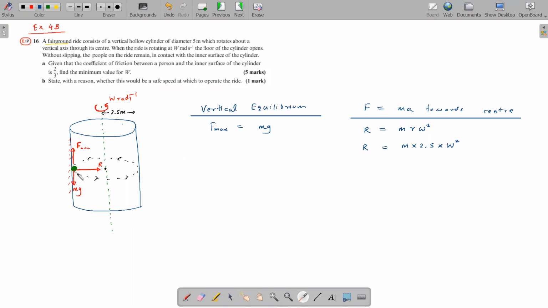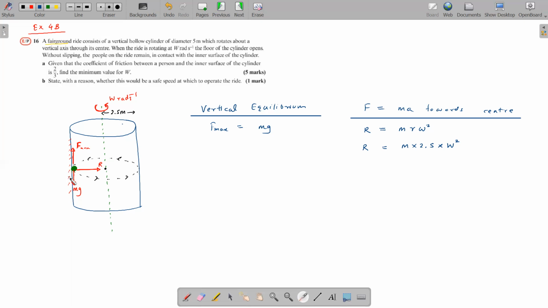So basically, if you rotate at a really high speed, this person is pinned tightly against the wall, giving a higher normal reaction. Now they say the minimum value, which means the smallest speed that you need to rotate at in order to keep this person there. You know that the higher the speed, the more secure you are on this wall without falling.